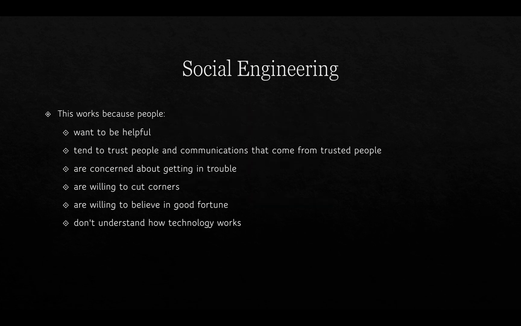So why does social engineering work? And it works incredibly effectively. And this is really based on the psychology of the situation. So most people want to be helpful. They tend to trust people and communications that come from other trusted people. So if you masquerade as a trusted party, then the communications become trusted.